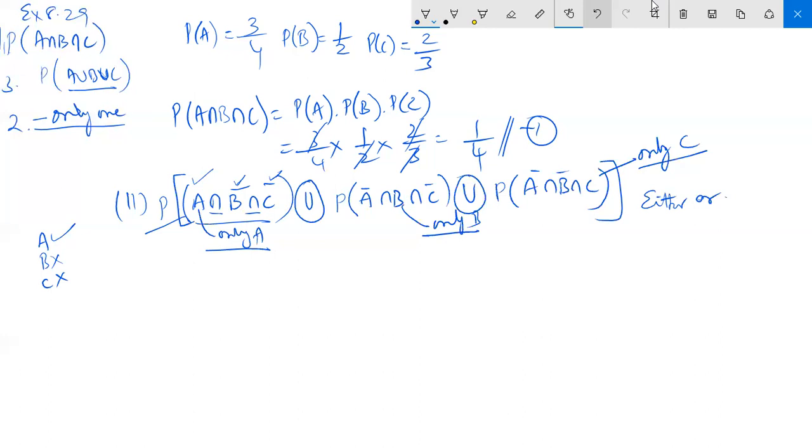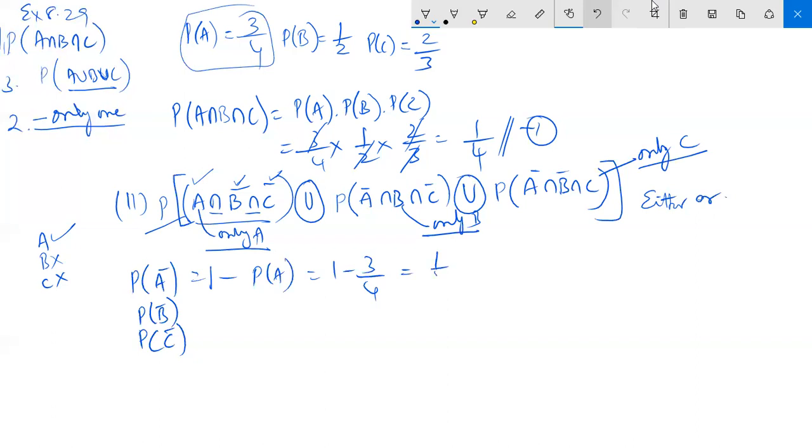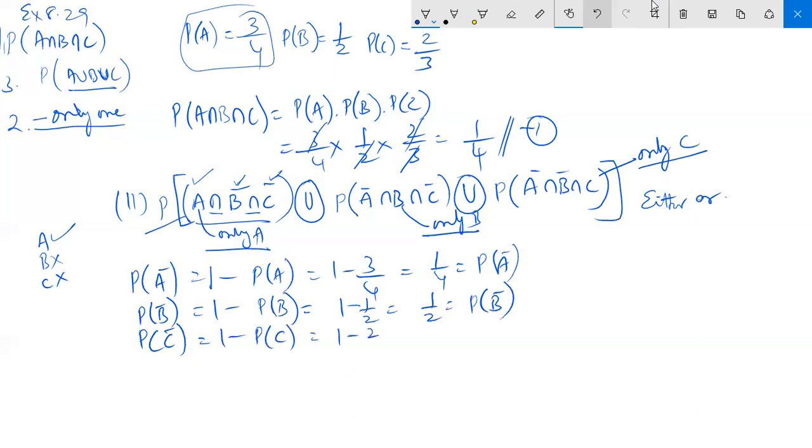Now you have to find P of A naught, P of B naught, and P of C naught, C dash. Otherwise you can't substitute. So P of A naught is 1 minus P of A. P of A is 3/4, so that is 1/4. Same way, P of B naught is 1 minus P of B, which is 1 minus 1/2, equal to 1/2. P of C dash is 1 minus P of C, which is 1 minus 2/3, equal to 1/3.